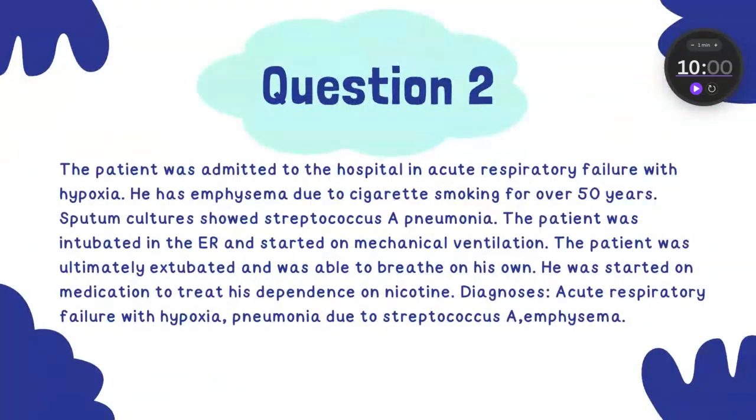So a patient was admitted to the hospital in acute respiratory failure with hypoxia. He has emphysema due to cigarette smoking for over 50 years. Sputum culture shows Streptococcus A pneumonia. Patient was intubated in the ER, started on a vent, was ultimately extubated and able to breathe on his own, was started on medication to treat his dependence on nicotine. Acute respiratory failure with hypoxia, pneumonia due to Streptococcus A, and emphysema. Clock starts now.